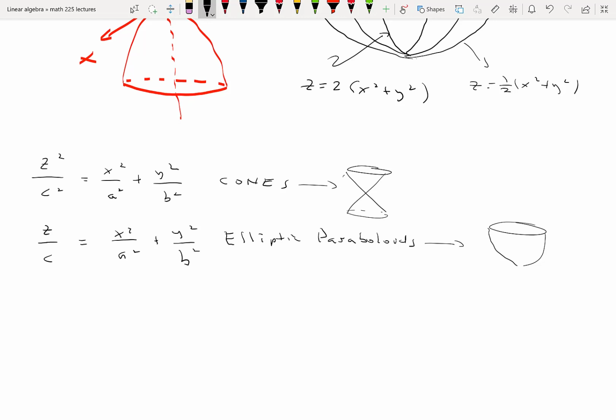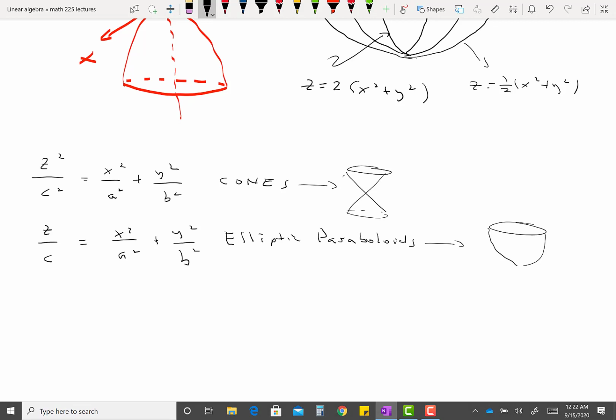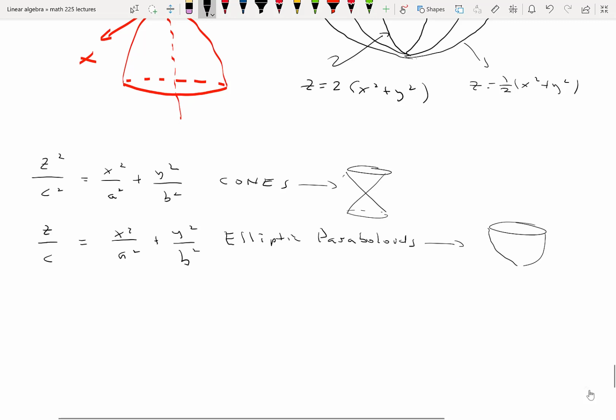So here's a brief summary. z squared over c squared equals x squared over a squared plus y squared over b squared. Those are cones. And then z over c equals x squared over a squared plus y squared over b squared. Those are elliptic paraboloids. When a and b are equal, cross sections are circles, so we just call them paraboloids, or you could still call them elliptic paraboloids.